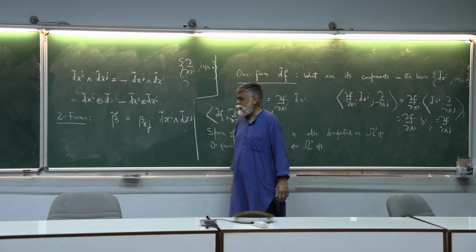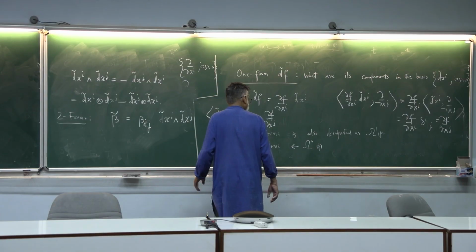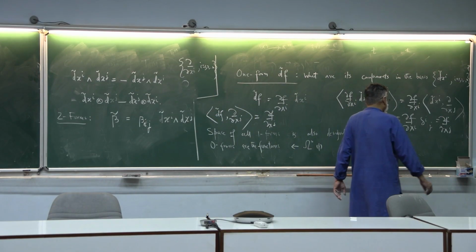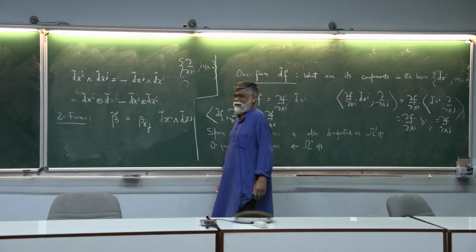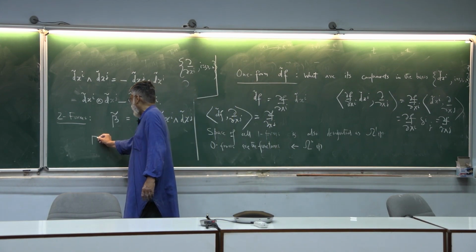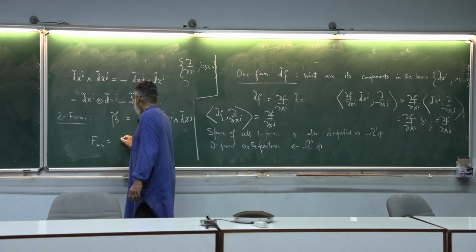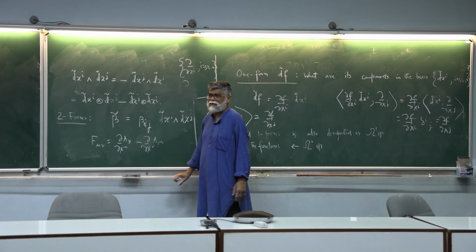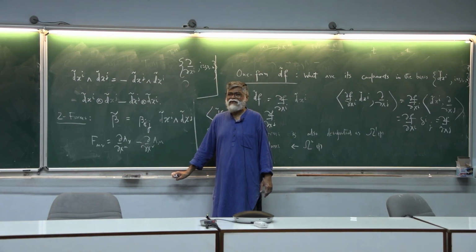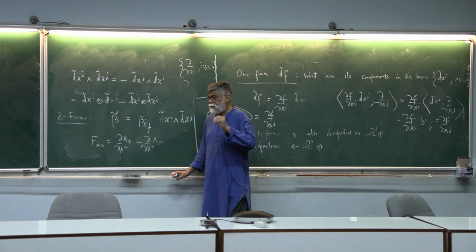What is the standard or rather more common antisymmetric second rank covariant tensor we know of in physics? It is the electromagnetic field tensor, because we know F mu nu by definition is del by del x mu of A nu minus del by del x nu of A mu. Now, I came back to mu nu because we are talking about Minkowskian space time. By very definition, this is antisymmetric because F mu nu is minus F nu mu.